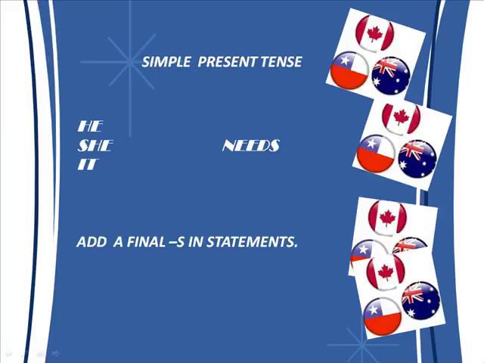In the simple present tense, you have to add a final S when you use he, she, or it. You always have to add a final S. For instance, she needs help. He needs help. Or it eats a lot.